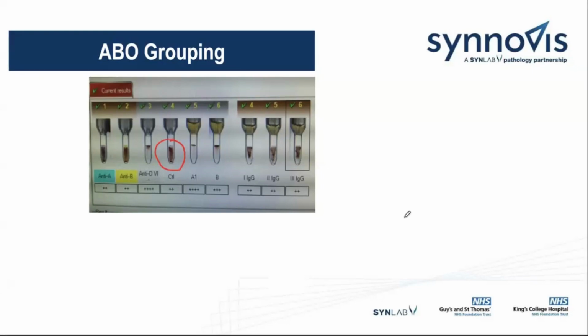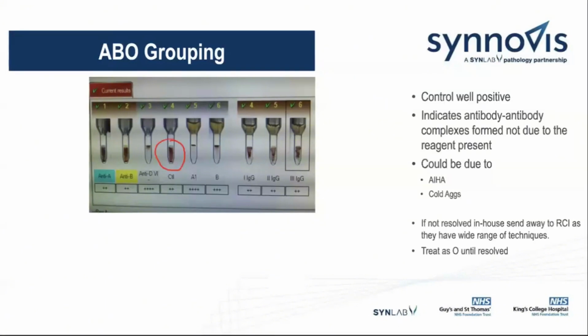The control well should always be negative because it only contains inert gel, with no reagent being present. Therefore it should show no agglutination. Causes of this can include the patient having autoantibodies such as cold agglutinins or warm autoantibodies, where those red cells agglutinate everything, even without reagent being present. It could be a technical error due to the cards drying out, or sometimes it can be due to the cells being DAT positive, and those autoimmune cells may agglutinate spontaneously.